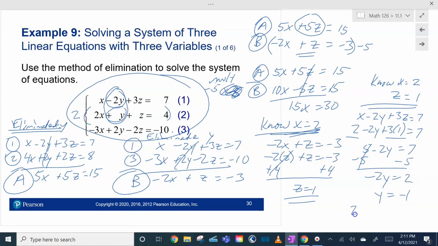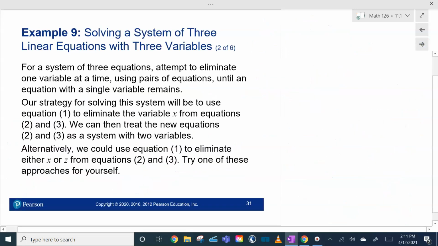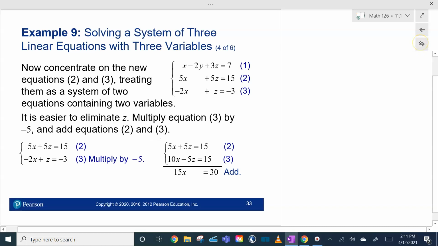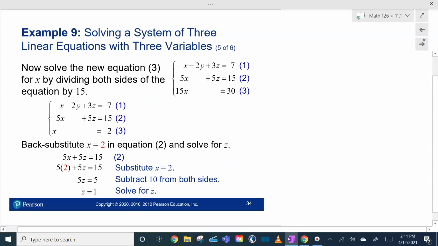So x is 2, y is negative 1, z is 1. x, y, z: 2, negative 1, 1. And what you can do is go back and check those in the original equations. Okay?